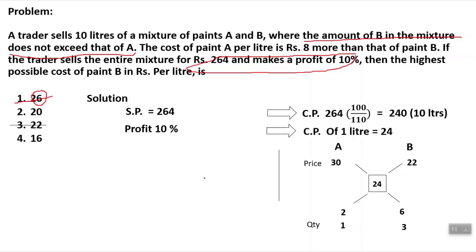What's the third highest? 20. We set up the allegation again. If B costs 20, A would cost 28. The two diagonal differences are 4 and 4, telling us that the quantities of A and B are identical.